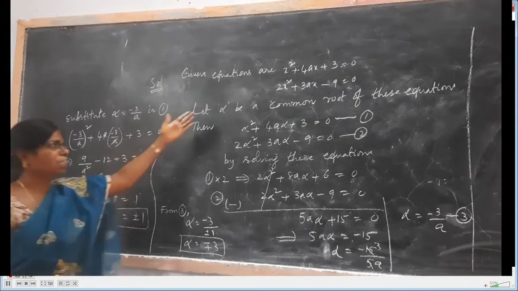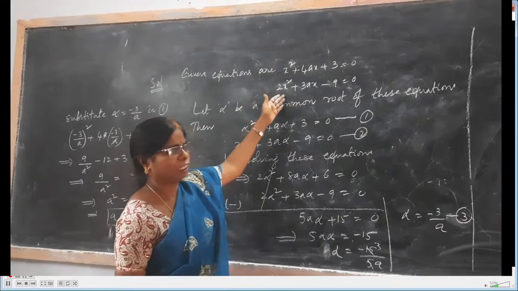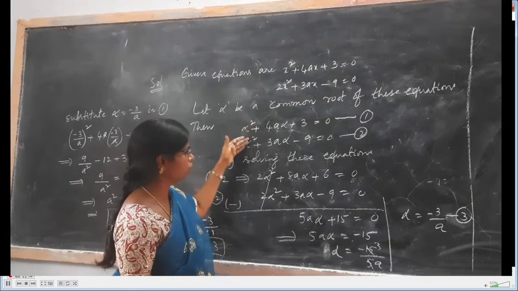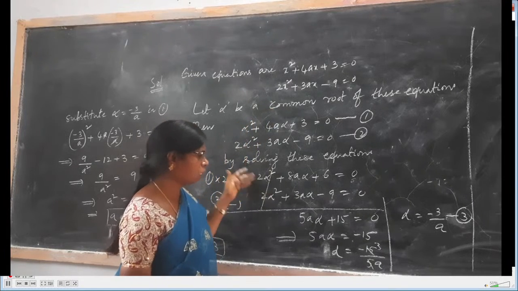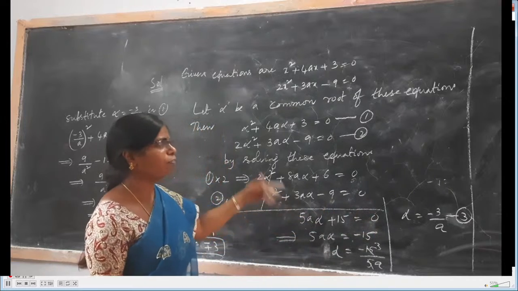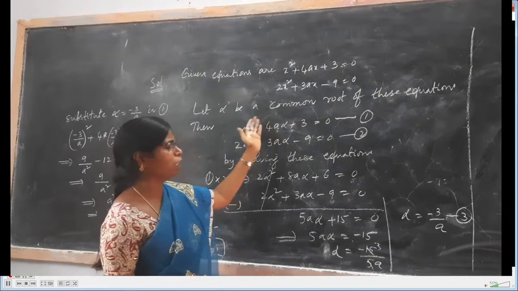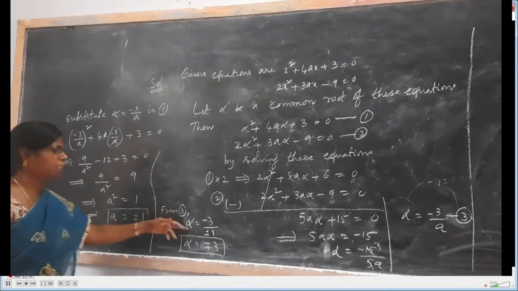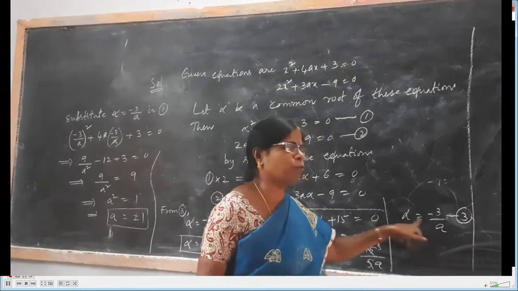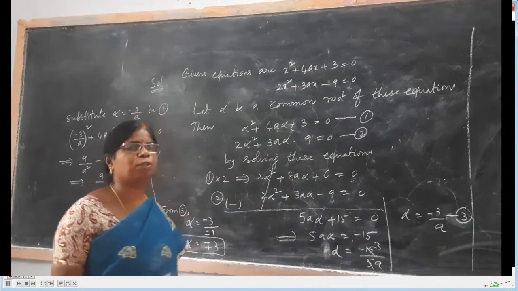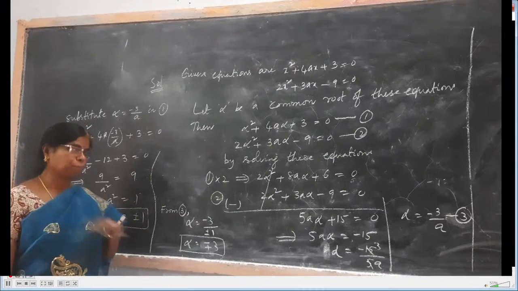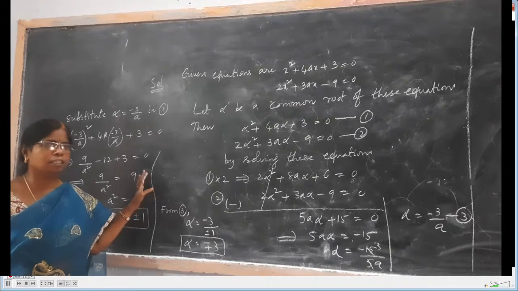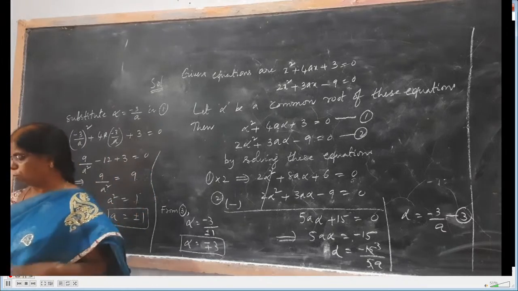Okay, two equations are given, but since there is a common root, it says find the common root. Alpha be the common root of these equations, and by solving these two equations I got the value of alpha. Substituting the alpha value in equation 1, we got the value of a, and we again substituted a here. So we got alpha. Alpha is the common root of both the equations. This is a problem. Similar type of problems are there in your textbook. You can solve all those things.